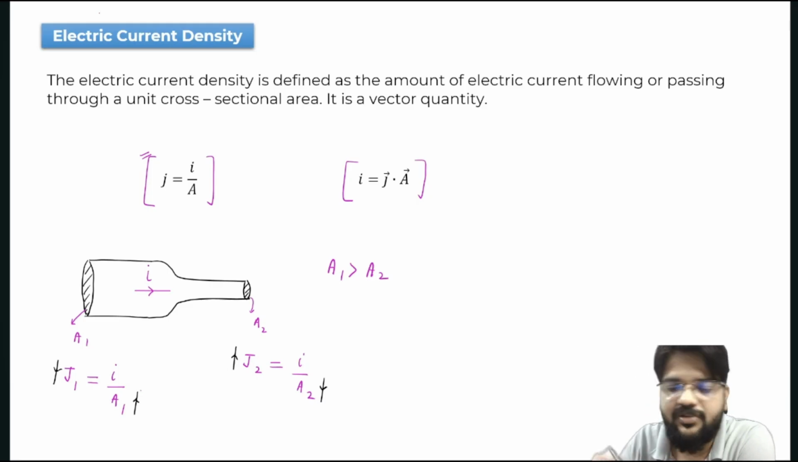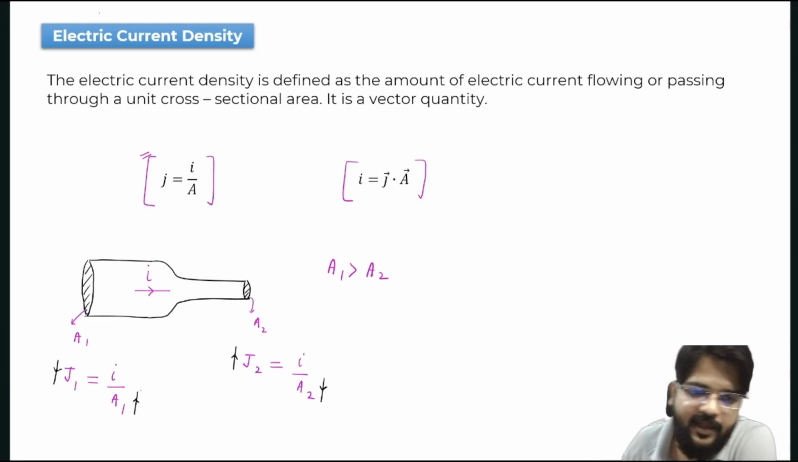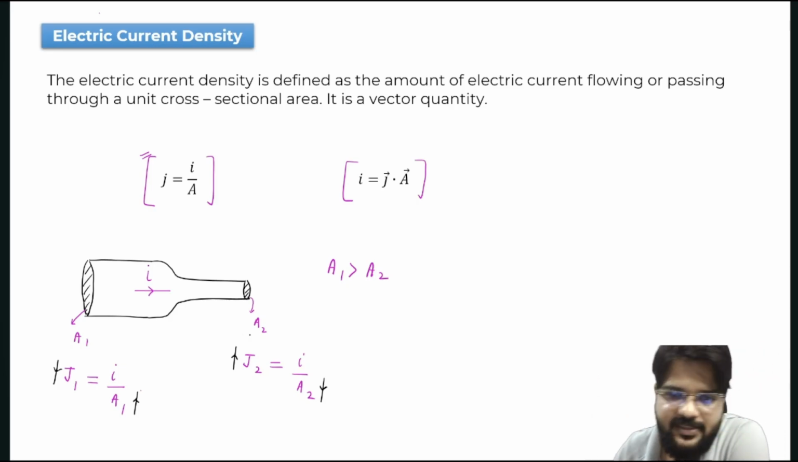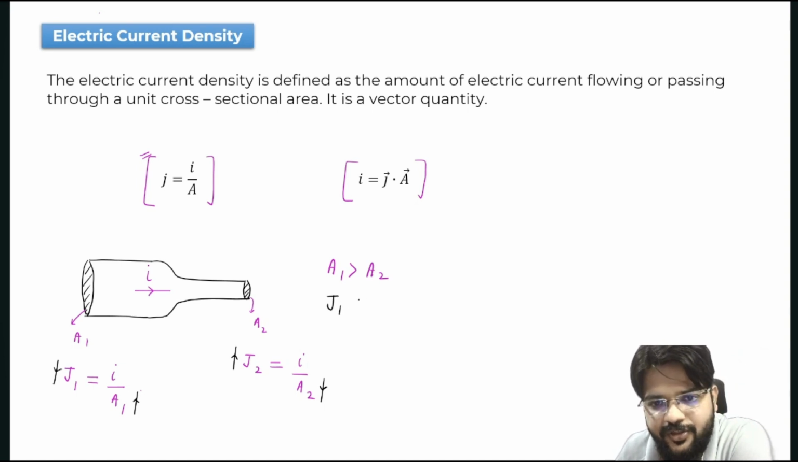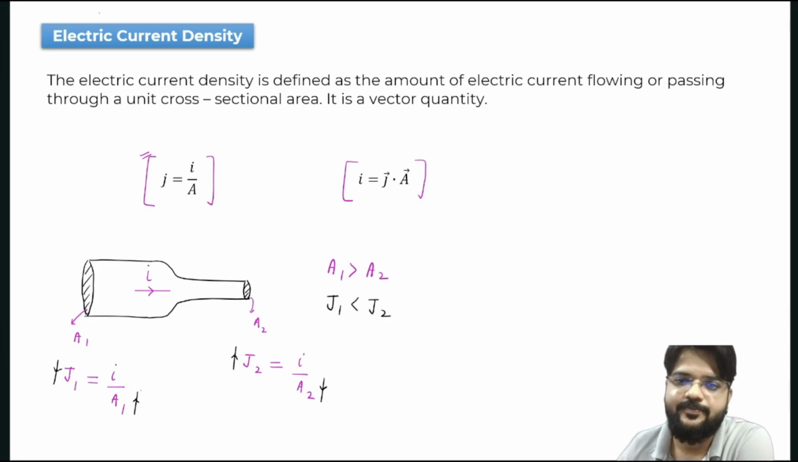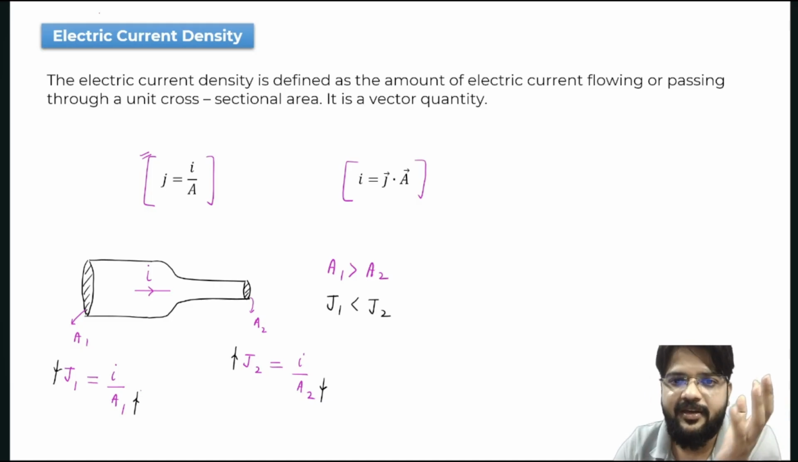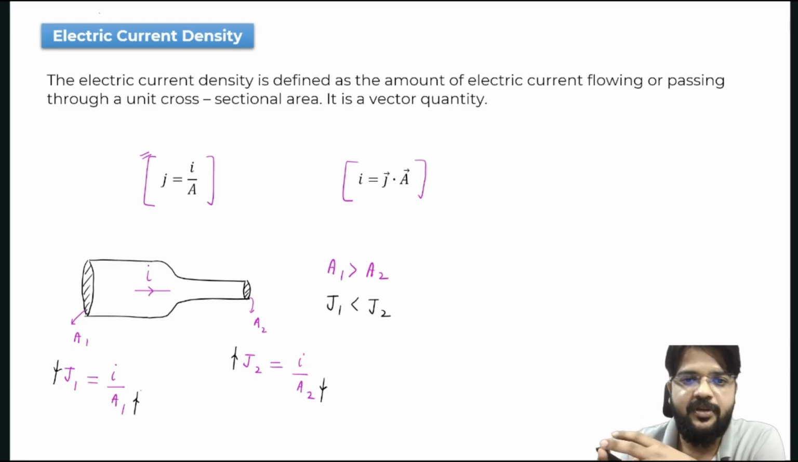All right, because an inverse relation is present between the area and the current density. If the area is large, then the density will be less, correct? So A1 is large, so the current density should be less, meaning J1 should be less than J2. This relation we are getting. I hope this is clear to everyone. What is the electric current density? Electric current density is a vector quantity. What is the mathematical formula, and what is the relation between current, area, and density? All of this is clear to us. So note it down, everyone.